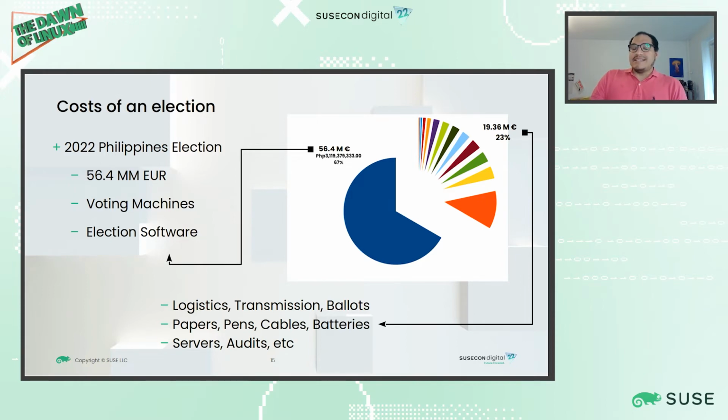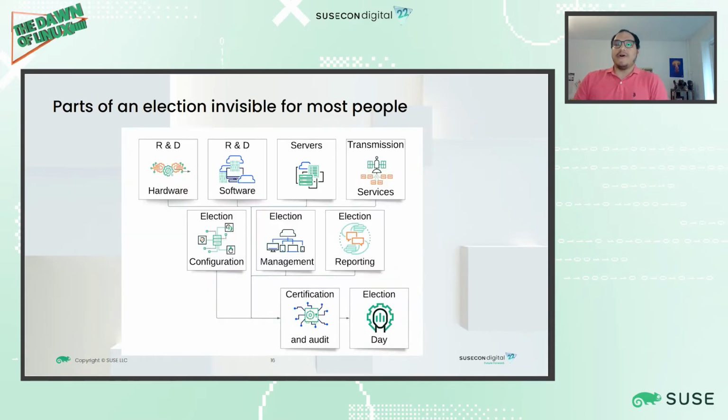So there is a lot. Now, there are a lot of parts in the election that most people don't see. You have to develop the hardware, you have to develop the software, you have to get servers, get transmission services, you have to prepare the software that is going to do the election reporting. You have to deploy the software that is going to do the election management, election configuration, and all of that needs to go through the certification and audit, only so that you get to the election day.